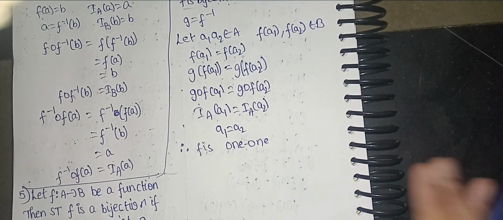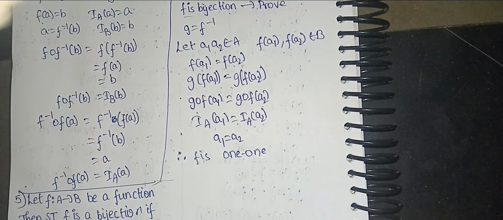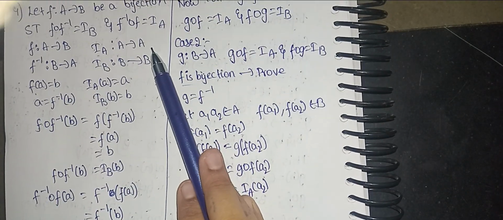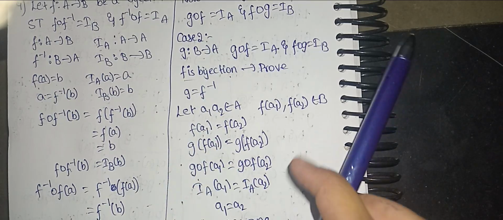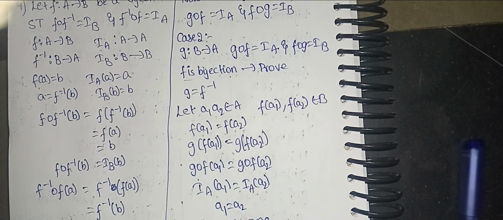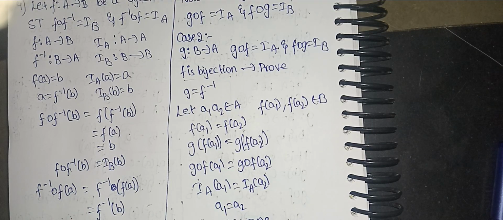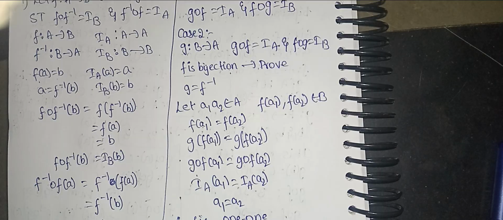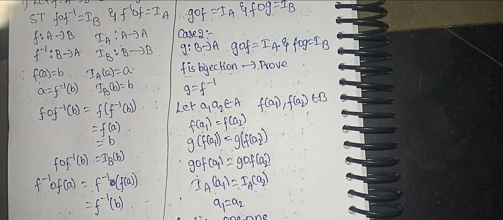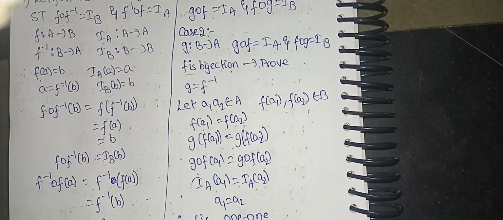We have to take it, and in the place of F inverse we have to just put G. In case 2, we'll assume that there exists a function called this. If there exists, we have to prove that F is bijection. To prove F is bijection, we have to prove it is 1-1 and onto. To prove 1-1 and onto, we'll do all this. We have proved that it is 1-1. Now we have to prove it is onto.